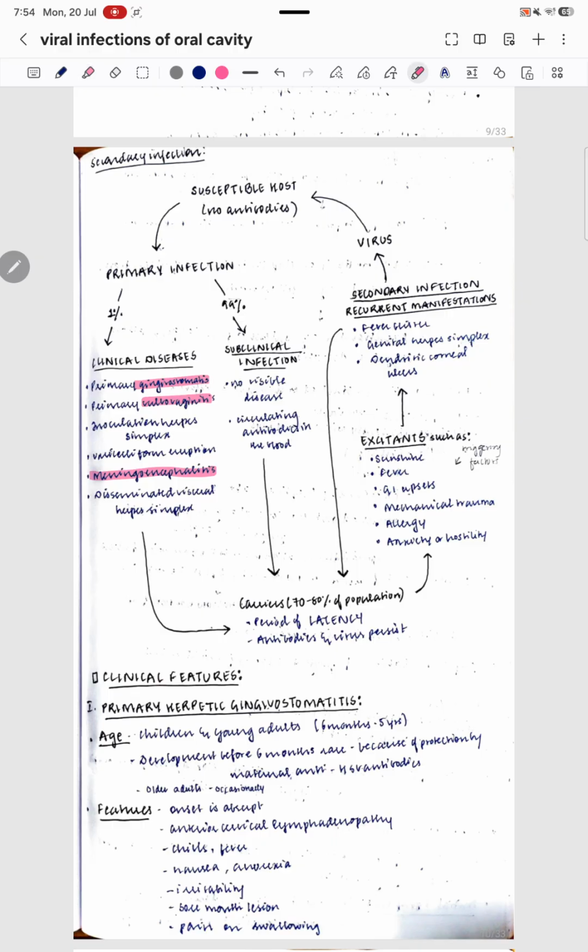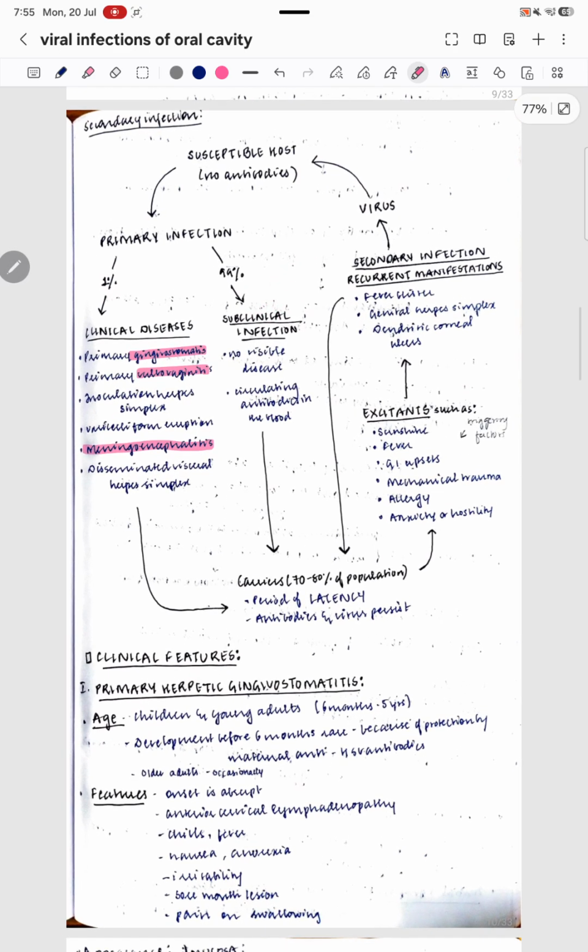So these are a few clinical diseases that occur in the primary stage in 1% of the primary infections, and in 99% of the primary infections there is no visible disease. This is rare, okay. The 1% that we talked about, gingivostomatitis, vulvovaginitis, meningoencephalitis, is only in 1% of the primary infections. But in the 99% of cases, the subclinical infection, there is no visible disease, and there are circulating antibodies in the blood.